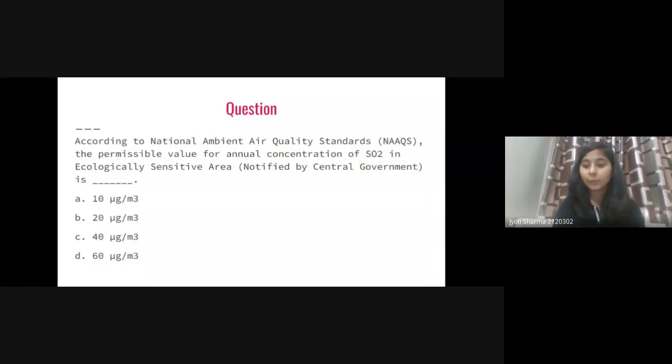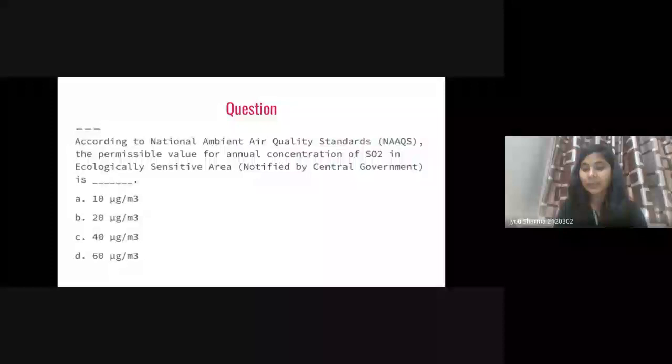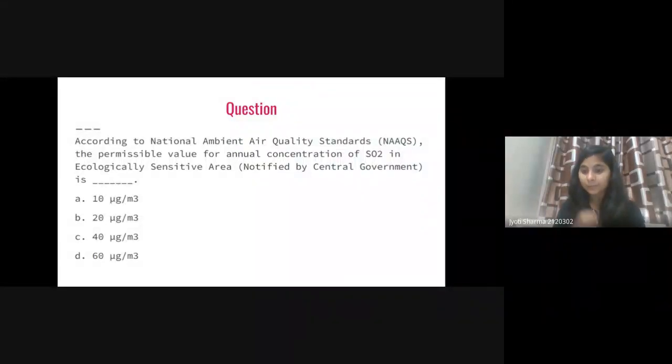Okay, again, I want to ask you the permissible value of the sulfur dioxide, but here this is in ecological sensitive areas, and this is for annual. So, what should be the annual concentration of sulfur dioxide in ecological sensitive areas, or the AAQS? Korea gave me B answer. Abdul also gave me B answer.